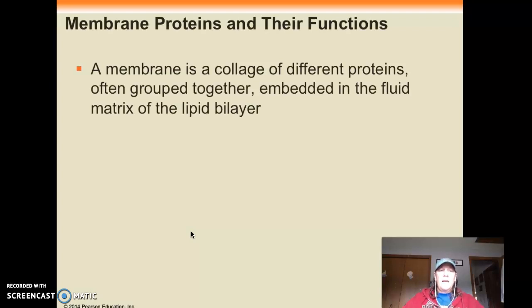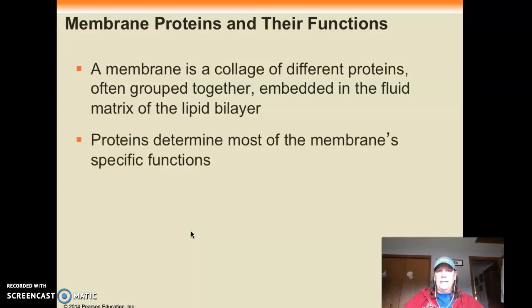Okay, the membrane is a collage. There are all kinds of different proteins. Some of them are grouped together and they're embedded in that fluid, and they help move bigger things in and out. They're embedded in that matrix of the lipid bilayer, the phospholipid that's up and down, with two layers together. And then we have these globs of proteins embedded in them. The proteins determine most of the membrane's specific functions. All of the membranes are going to be similar with the two phospholipid layers, but the proteins are going to determine what really can come in and out.